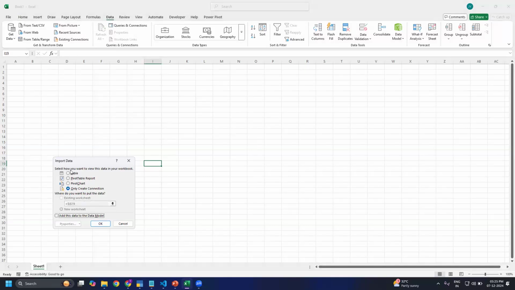When we click on Close and Load To, we'll get an Import Data option: Table, PivotTable Report, PivotChart, Only Create Connection. If you want to go directly to a pivot, you can click on PivotTable Report. If you want a chart type, you can click on PivotChart. So now we need a table. So I click on Table in the existing worksheet and OK.